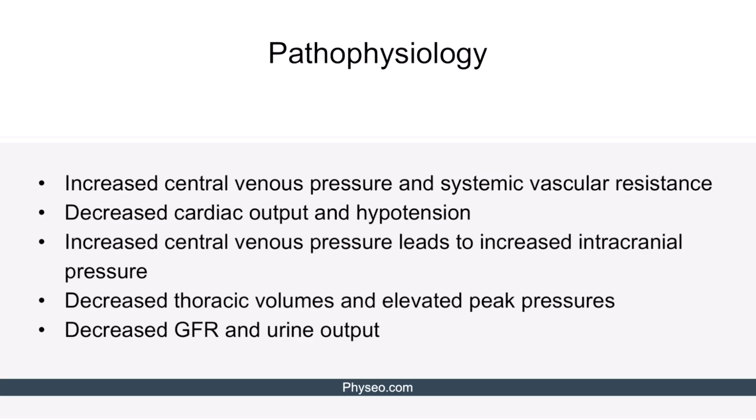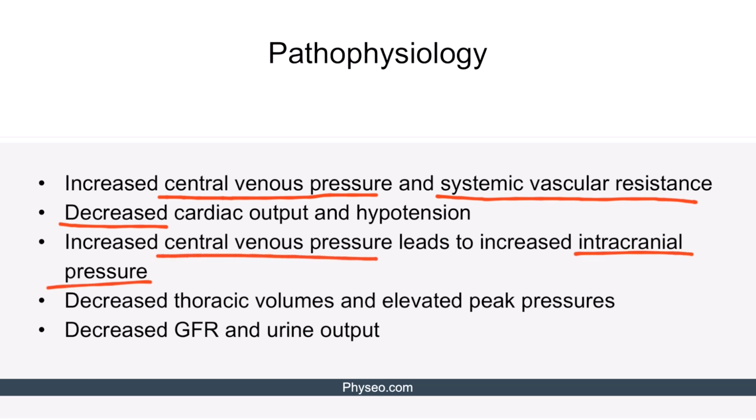So here's a summary of the previous slide. The increase in abdominal compartment pressures results in organ failure through the following mechanisms. As we mentioned on the previous slide, the increase in abdominal pressure leads to compression of the inferior vena cava and portal vein. This leads to increased central venous pressure and systemic vascular resistance, which causes decreased cardiac output and hypotension. Increased central venous pressure leads to increased intracranial pressure, causing neurologic symptoms. There are also decreased thoracic volumes and elevated peak pressures for the lungs as the diaphragm is compressed, resulting in hypercarbia. Compression of the renal artery leads to decreased GFR and low urine output.